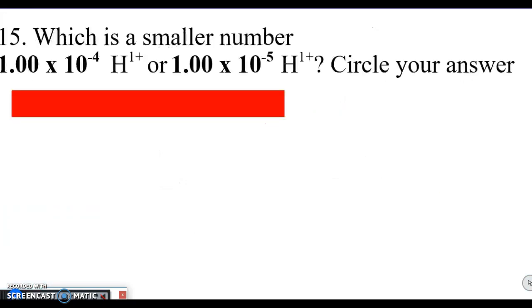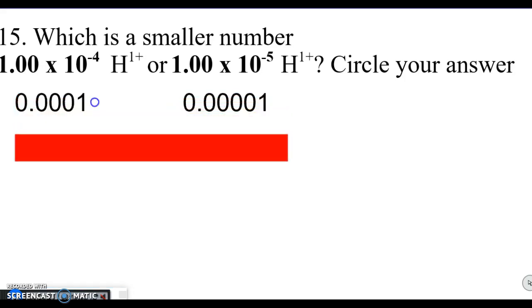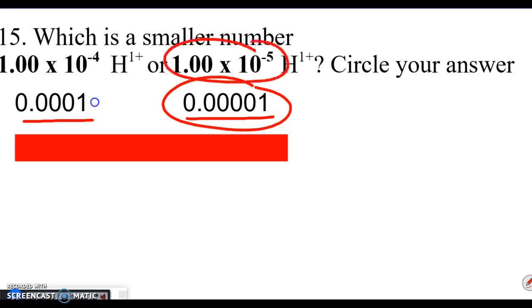Number 15: which is a smaller number, 1 times 10 to the negative 4th or 1 times 10 to the negative 5th? Circle your answer, and I will reveal it. Well, if I write both in decimal form and I look at it this way, I can see that this number is 10 times bigger than this number. So what is my smaller number? It is this one right here. The one that has a larger negative exponent is my smaller number.